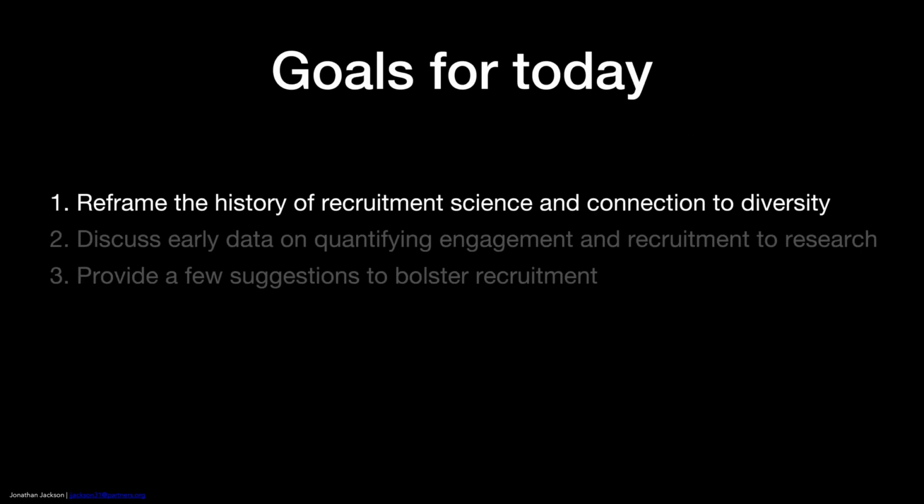The first thing I wanted to mention today is the history of recruitment science and how it's connected to our modern notions of diversity. It turns out that when we think about recruitment, whether as a science or just as a general difficulty that we have to attend to when trying to accomplish our research studies, it is deeply connected to diversity and to a long and sordid history of medical abuses in the United States.